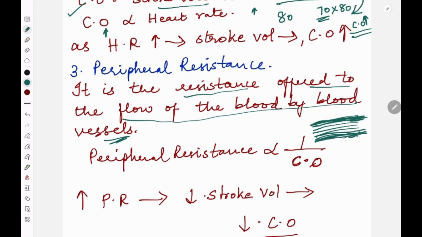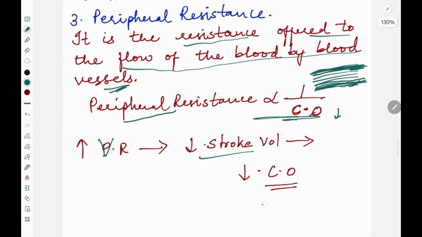So how does this affect cardiac output? We know that it is inversely proportional to cardiac output, because if the blood vessels are opposing the flow of the blood, that means they decrease the blood flow to the heart, right? Whenever there is decreased blood flow to the heart, there is decreased venous return, decreased stroke volume, and thereby decreased cardiac output. So this is a factor that is inversely proportional to cardiac output.